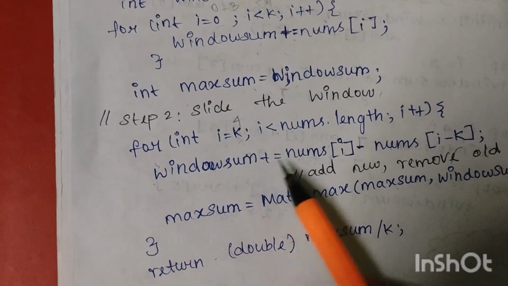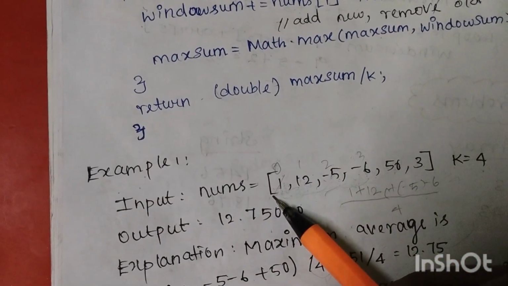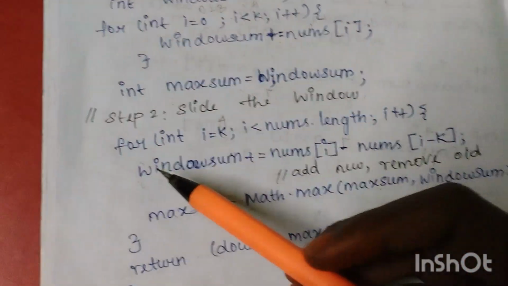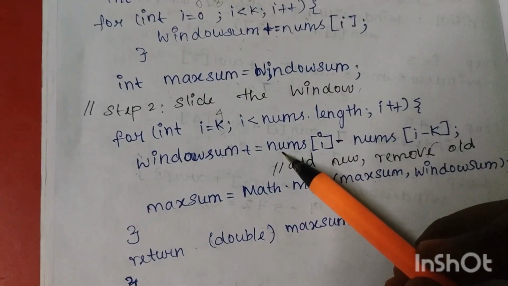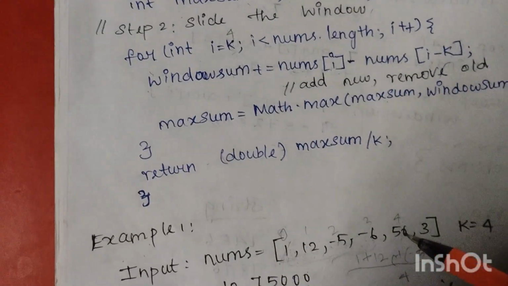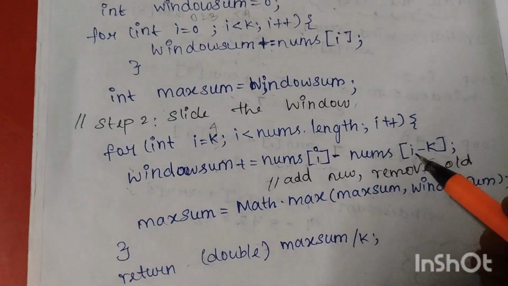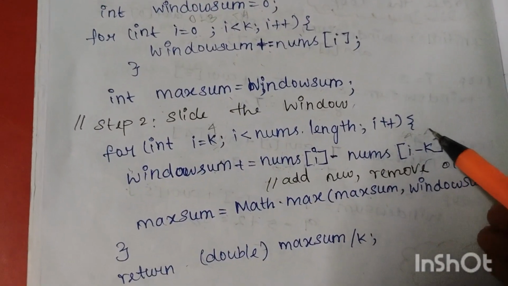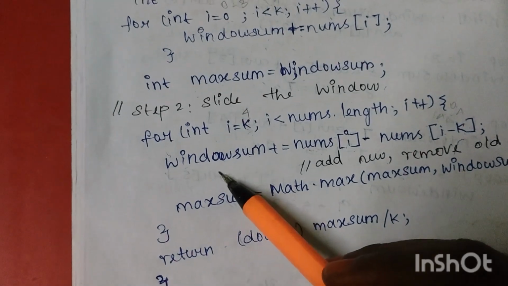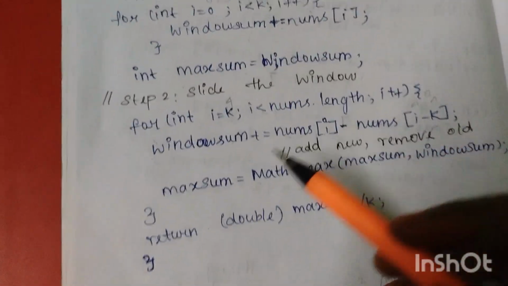Then window sum is equal to what? We have to subtract the old element and add the new element. That is the sliding window. So window sum plus equal to nums of 4, which is 50, minus nums of i minus k. i minus k is what? 4 minus 4 is equal to 0. So we are removing 1. So the new window sum is from index 1 to 4.